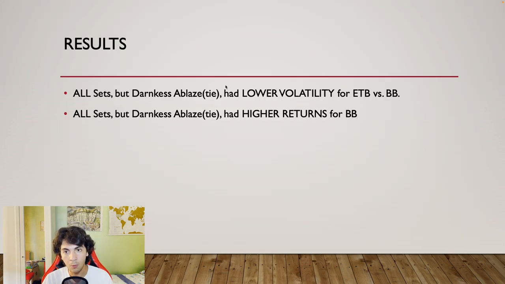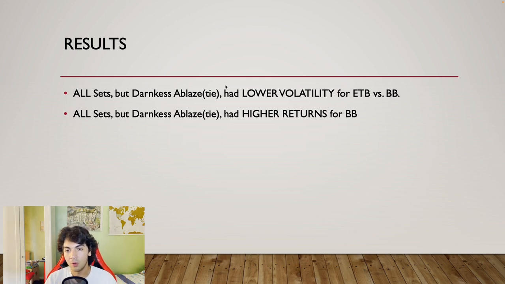Now, what can we get from here? And this is not the end of the video, there's more. All sets but Darkness Ablaze had a lower volatility for ETBs versus booster boxes. All sets but Darkness Ablaze had higher returns for booster boxes. So what does it mean? I just realized that I misspelled Darkness Ablaze. Sorry about that.